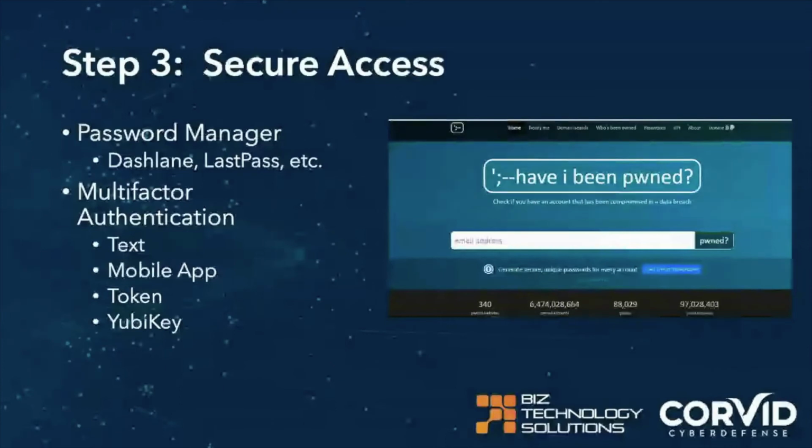This can be deployed in a variety of different ways. It can be as simple as a text message for another level of authentication. It can be a mobile application, a token, or even a YubiKey. These are very effective if credentials are compromised in some sort of way. Having that second step in the process is the best way to prevent anybody from getting certain credentials in your organization and having access to information.